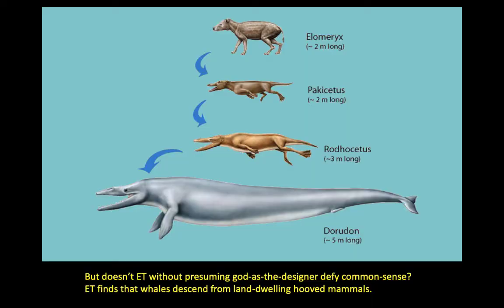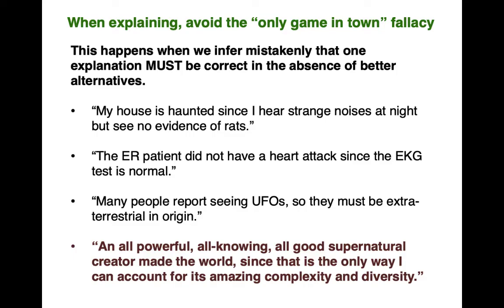Okay, but doesn't evolutionary theory, without presuming God as the designer, defy common sense? I mean, evolutionary theory finds that whales descend from land-dwelling hoofed mammals. Now, when explaining, you want to avoid the only game in town fallacy. This happens when we infer mistakenly that one explanation must be correct in the absence of better alternatives. And up until Darwin, the dominant best explanation was that God made the world and all of the complex creatures and their adaptations. But let me look at some simpler examples to begin.